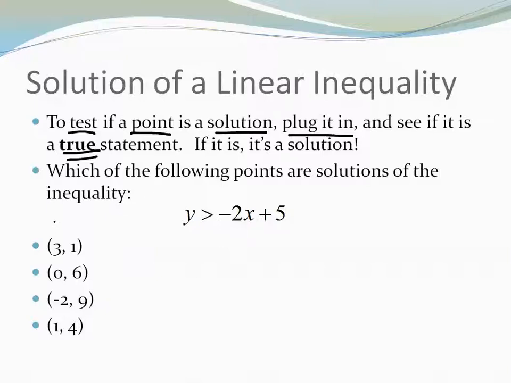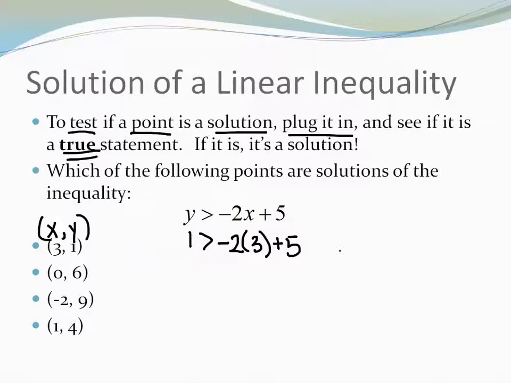So I have 4 points here. Remember, our point is x comma y. We're going to plug them in one at a time. So here my y is 1. Then my x is 3. Now because this is not an equal sign, I don't need the numbers to be the same on both sides. I just need the inequality to be true.